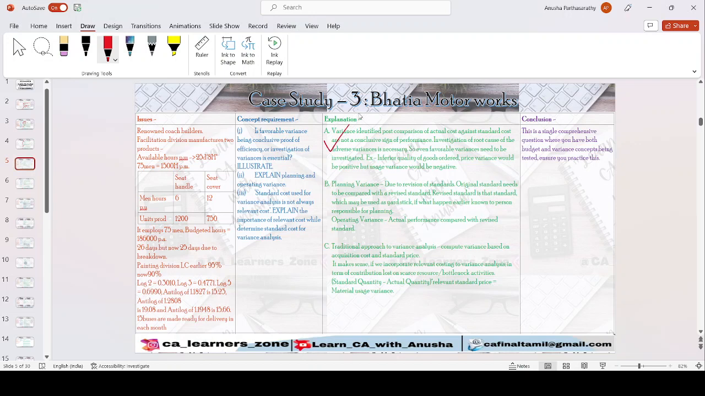What is planning variance? What is operating variance? Planning variance is when I would have planned differently before itself. That would be known as planning variance. That is the revised standard. I would have known this information beforehand, and I would have revised the standard. Revised standard minus the original standard will give you the planning variance, while actual minus the revised standard will give you the operating variance. It's nothing but implementation variance.